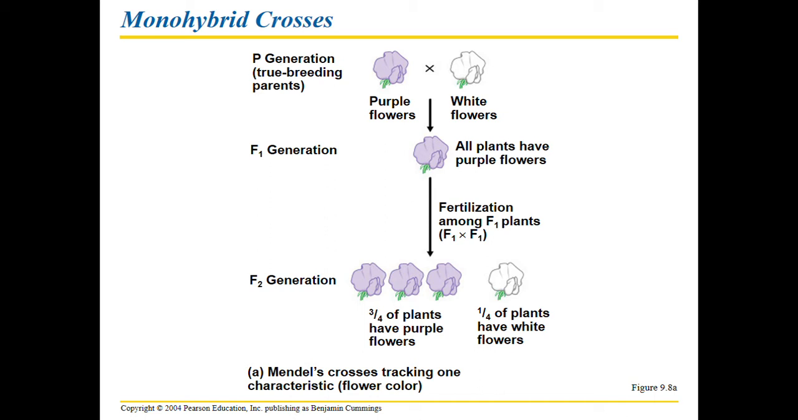Then he wanted to see what would happen if he crossed them again. So all of these flowers in the F1 generation right here have one gene for purple and one gene for white. And what he found with the F2 generation was that 3/4 or 75% had purple, and 1/4 or 25% had white flowers. And by finding these ratios, he was able to predict what was happening.